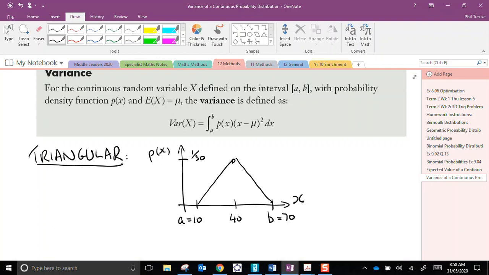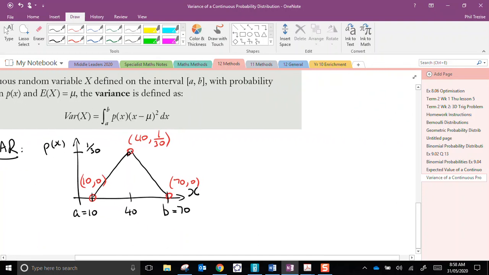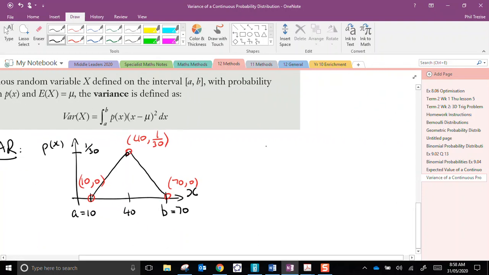Now, we will need to have formulas for our function, won't we? And I would note here that the coordinate of this point is 70, 0. This one is 40, 1 over 30, and this one is 10, 0. I'll just go off to the side here, and I'll be doing my equations of the straight lines.